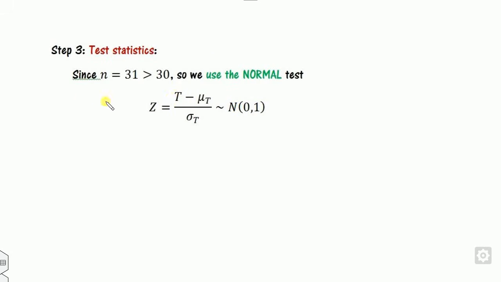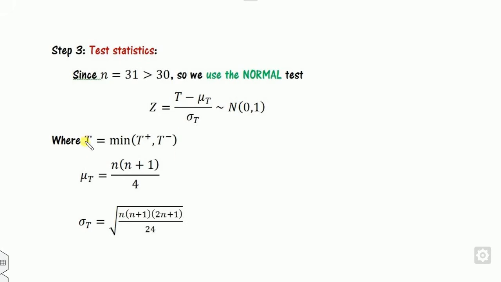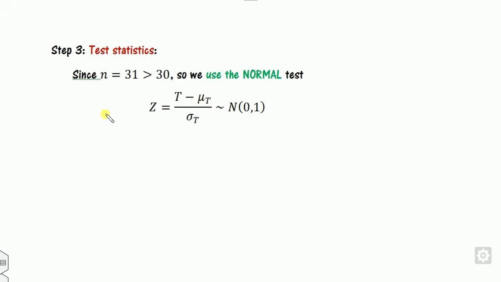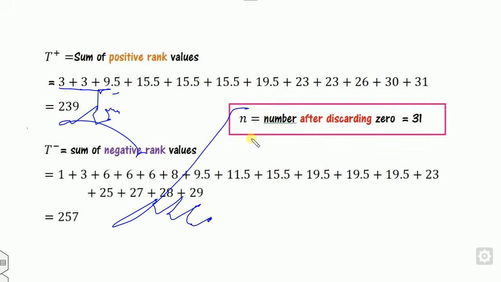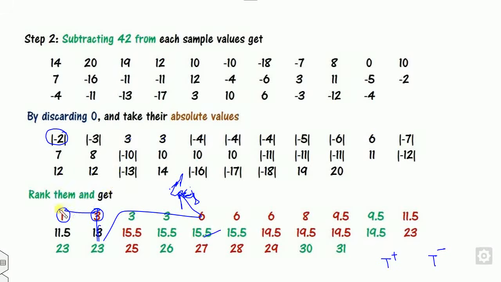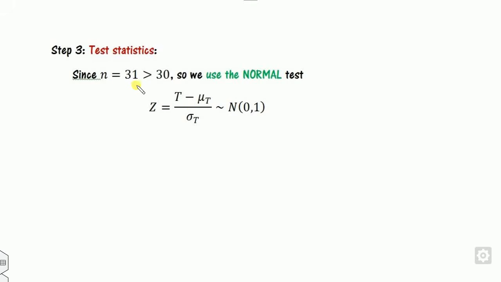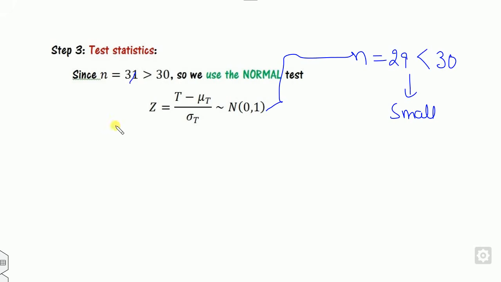In this, firstly we will see what the formula is. Now what is n? In this case, n is the number of data points discarding the 0. You have to rank these numbers, so how many numbers are there? This is 31. So n is 31, which is greater than 30, so we use the normal test. If n were, say, 29, which is less than 30, then we would use the small sample test as we discussed previously.